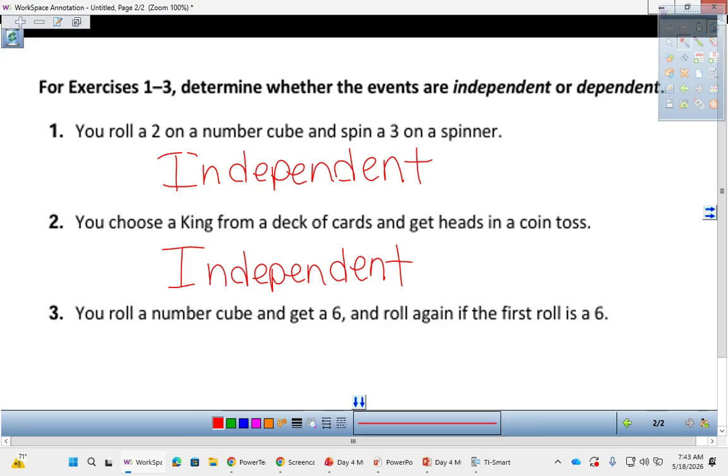You roll a number cube and get a 6 and roll again if the first roll is a 6. Does what I get on my first roll impact what I do on my second? Yeah, because I'm only rolling the second time if I get the 6, right? If I don't get the 6, I'm not going to roll again. So what I get on my first roll impacts what I'm going to do after that. These are dependent.